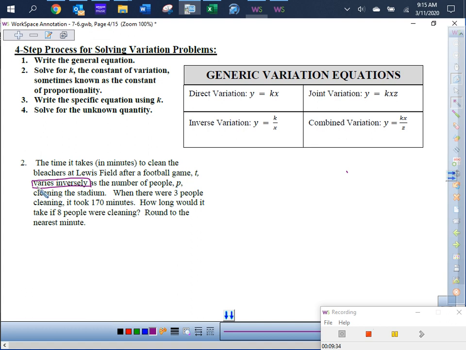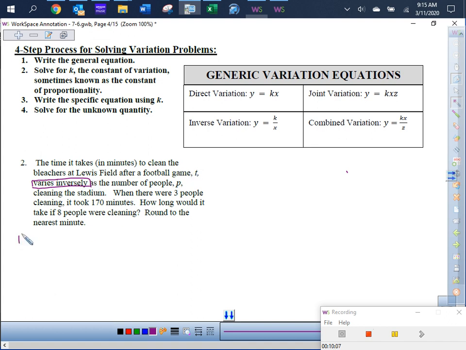So we got an inverse relationship with the number of people cleaning the stadium. Let's think about that. As the number of people cleaning up increases, what happens to the time it takes to get the job done? Does that go up or does that go down? The more people helping, the less time it's going to take. Would you agree with that? That is an inverse relationship. The more people you can get to help cleaning up, the less time it will take. Cool? So, nice inverse relationship.